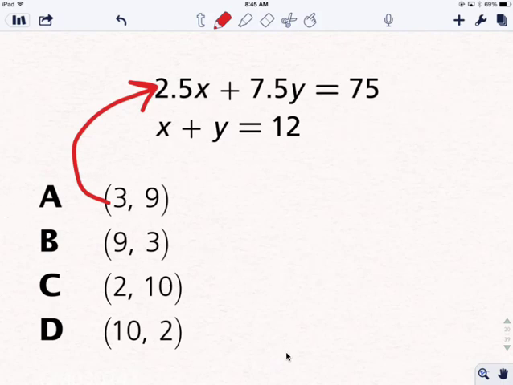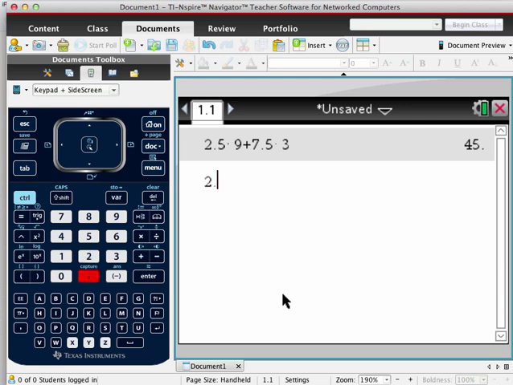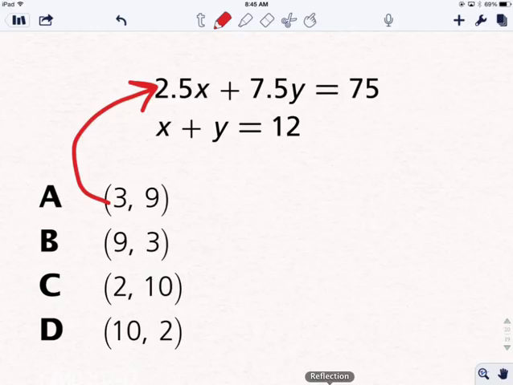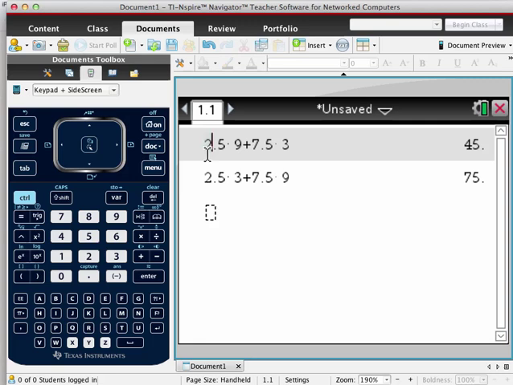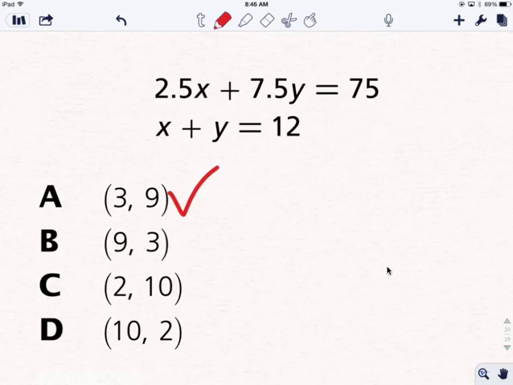So if we test answer choice A, let's see, 2.5 times 3 plus 7.5 times 9 equals 75. You see that? So answer choice A does make the first equation true. So A must be correct, all right? Because like we said, it already makes the second equation true. 3 plus 9 equals 12. And you can see that I already tested answer choice B, and it came out to be 45. So answer choice B is not correct, all right? But that is how you would test to see if these ordered pairs are solutions to the system or not.